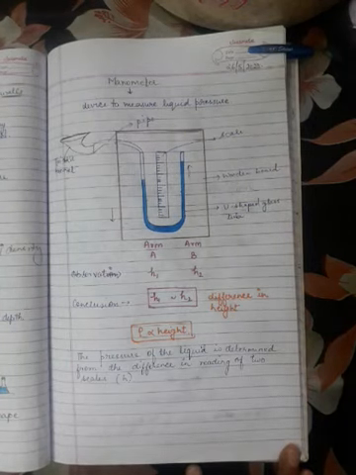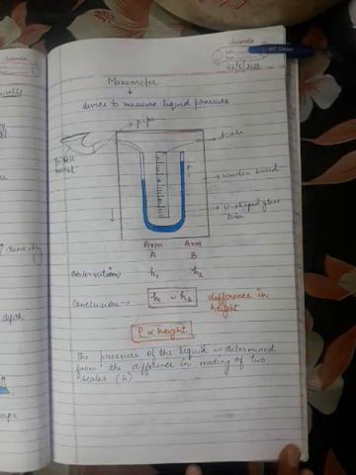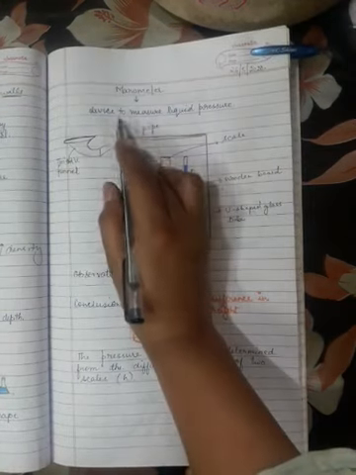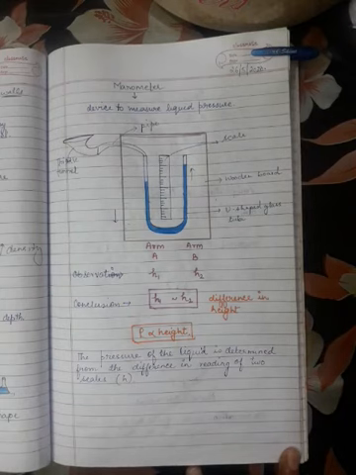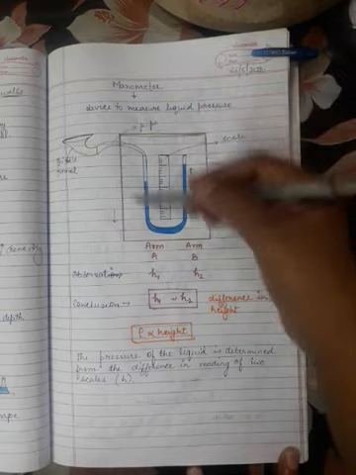Today we will start our class with a topic, manometer. Manometer is a device which is used to measure liquid pressure. What is liquid pressure? It is the pressure exerted by any liquid. So, this is the whole system of manometer.